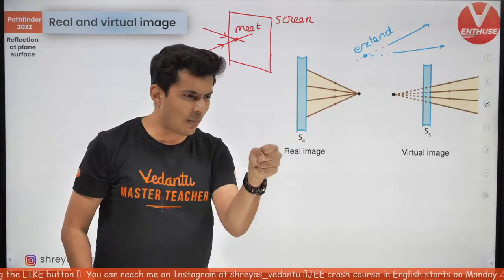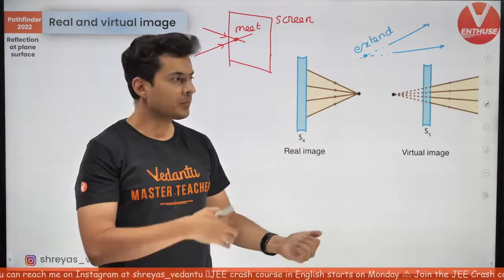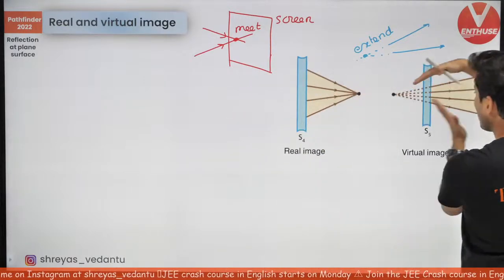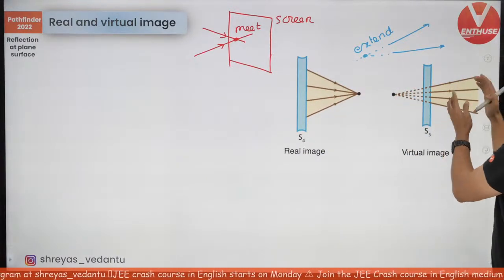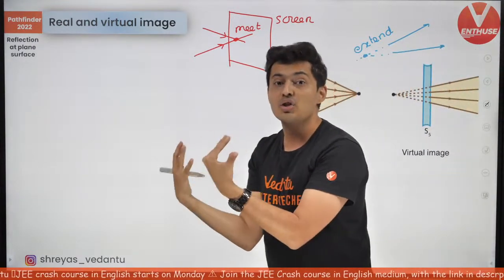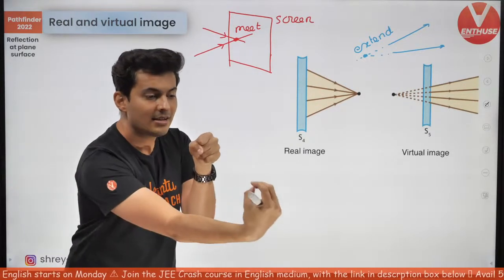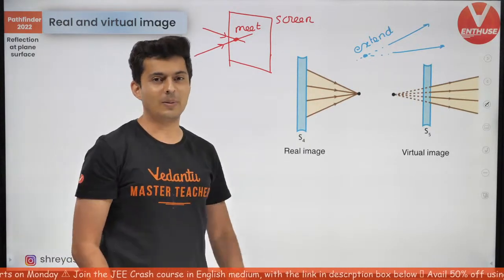Example, you see through a magnifying glass, or you see yourself in the mirror. The rays appear to come from behind. This is where you are standing. The rays appear to come from behind. That's a virtual image. Yes, you see something through a magnifying glass. The rays appear to originate from a point behind.